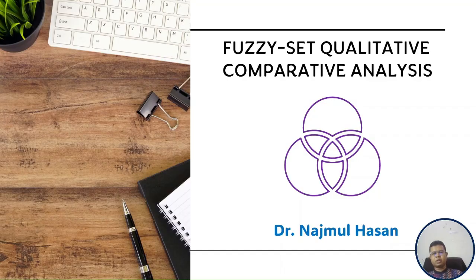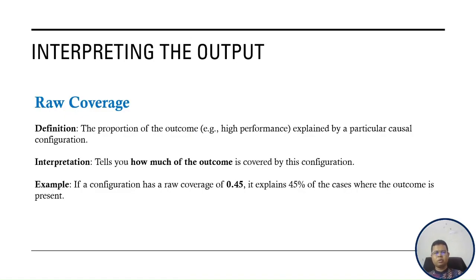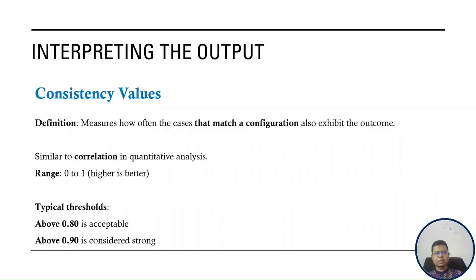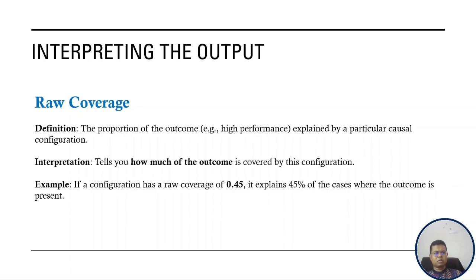In this video, I will try my best to explain the fsQCA result, which is quite complex to interpret for beginners, but for intermediates, it's fine, right? When you interpret the output, we need to focus on three measurement metrics: first, raw coverage; second, unique coverage; and third, consistency. So what are these outputs actually? Without spending much time on theory, I'm going directly to the result interpretation section.